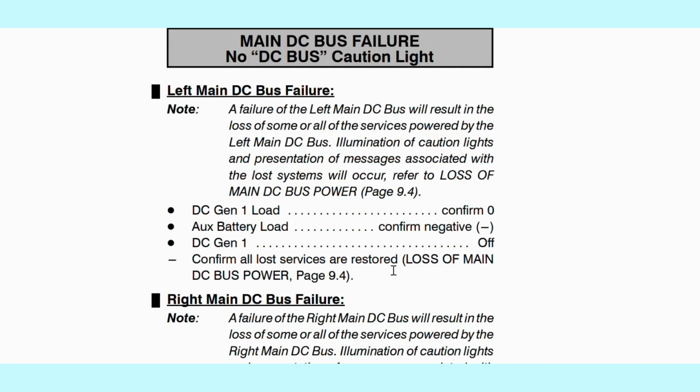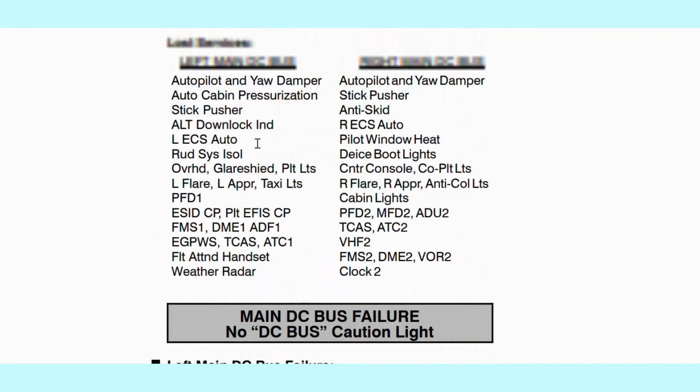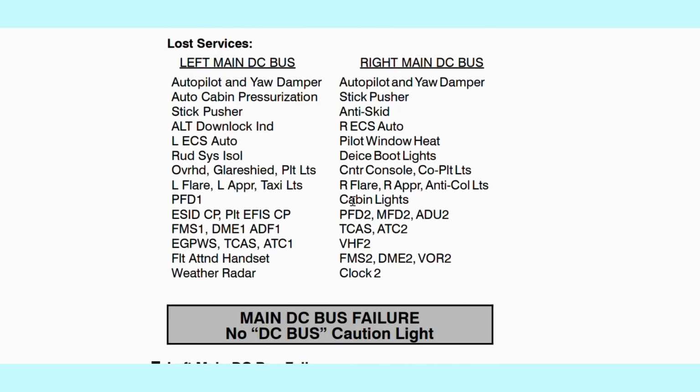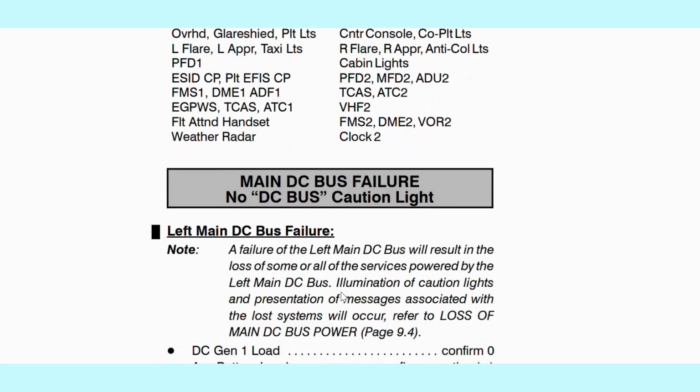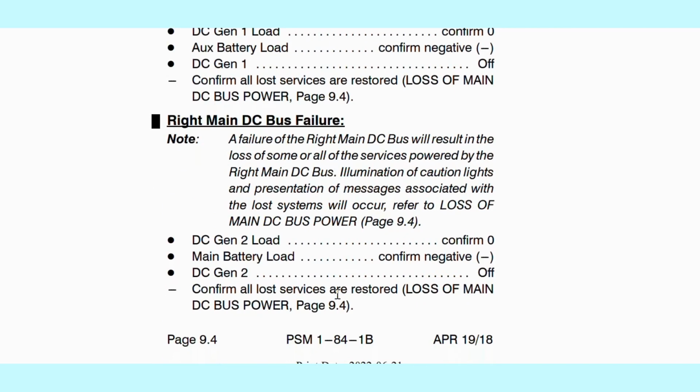Again, if you lose a right main DC bus, the same thing, the right side systems will be lost, so it will be all these here. You will not get all of these. Okay, so it will tell you, I've lost a right main DC bus. So that's what I'm saying, if you memorize those items, at least you have an idea which bus you have lost if it's a DC bus failure.